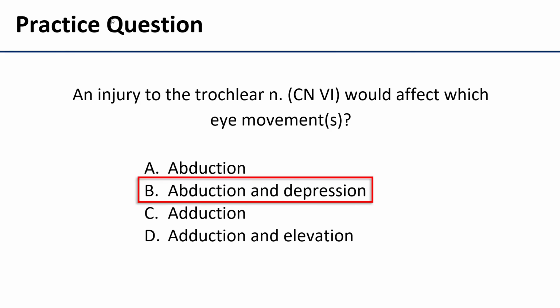All right, the correct answer here is B, abduction and depression. An injury to the trochlear nerve would affect innervation to the superior oblique muscle. So our superior oblique muscle is an abductor, a depressor, and an intorter.